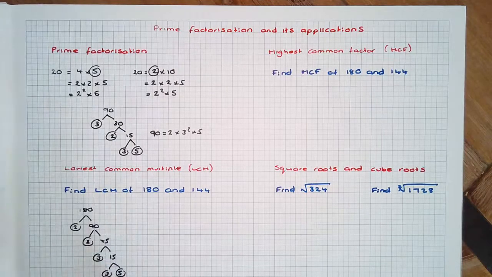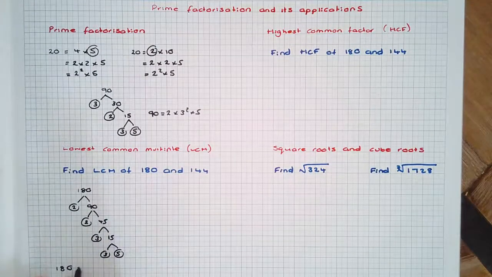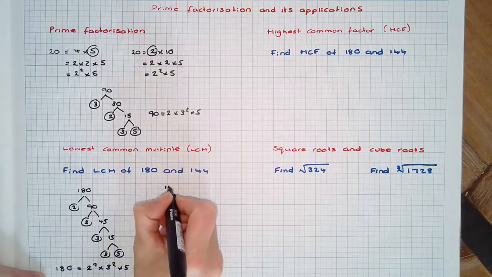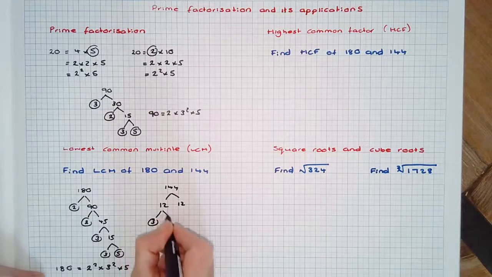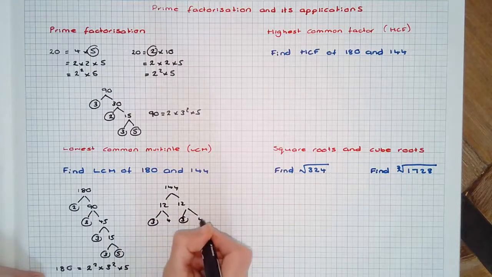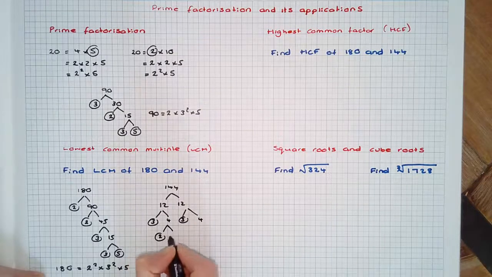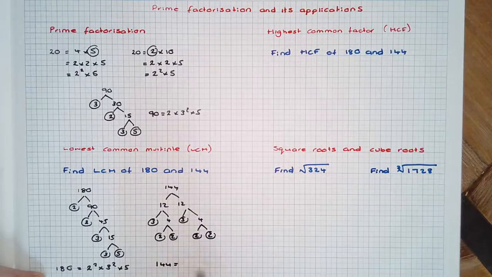So 180 equals 2 squared times 3 squared times 5. Now let's have a look at 144. 144 is 12 times 12, we all know that one, which is 3 times 4. I'm just circling the prime numbers just so I know that branch is finished, and 4 is 2 times 2. So 144 can be thought of as 2 to the power of 4 times 3 squared.